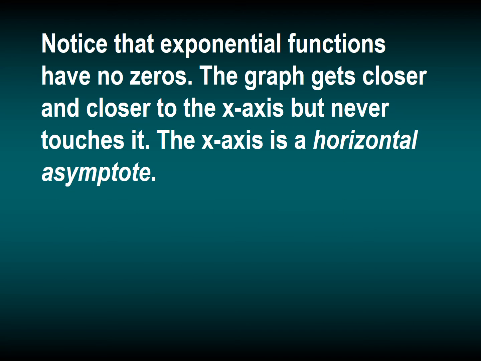Okay, so notice that exponential functions have no zeros. They never cross the x-axis. They get really close but never touch it. And we call that a horizontal asymptote.